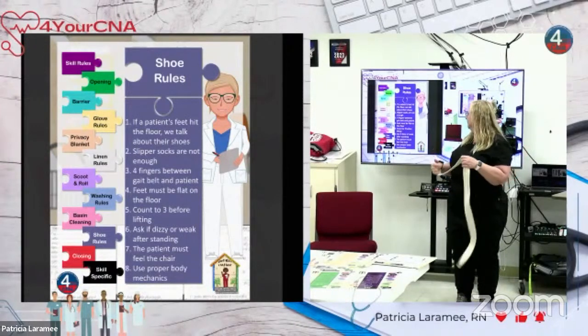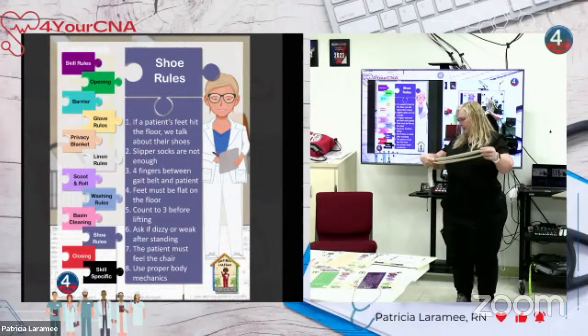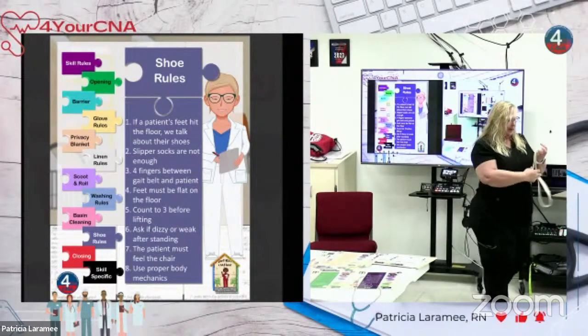Questions? All right, so that's how we use the gait belt.